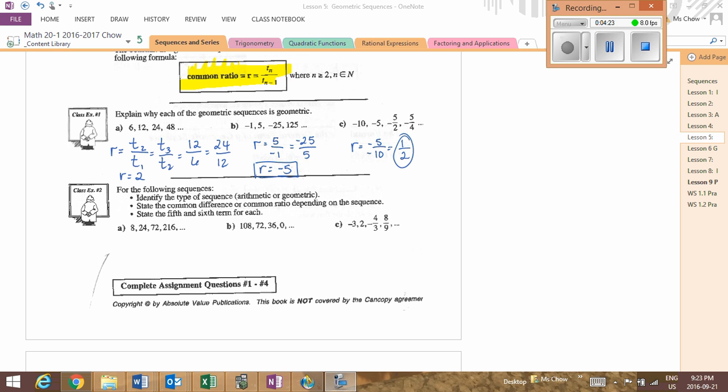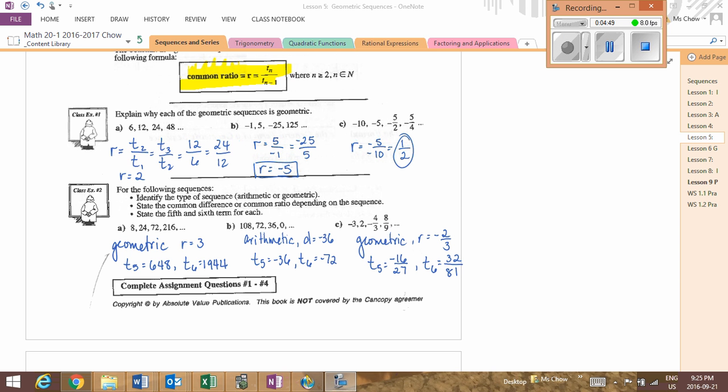Okay, so take a look at class example number 2, and they're simply asking you, is it arithmetic or geometric? So does it have a common difference or a common ratio? And if it does, state what that is, and then continue the sequence to figure out the 5th and the 6th term for each. So again, hit pause and complete those 3, and you can hit play again once you're ready.